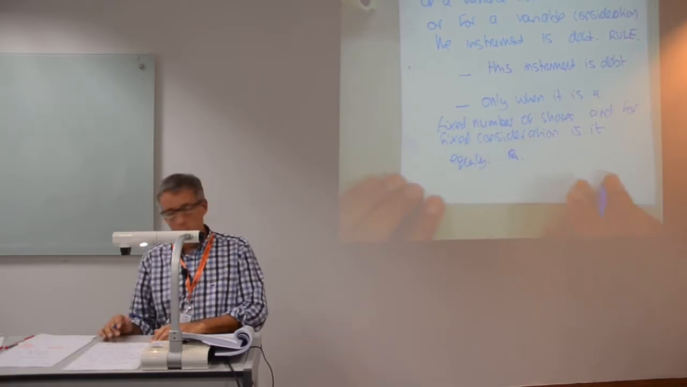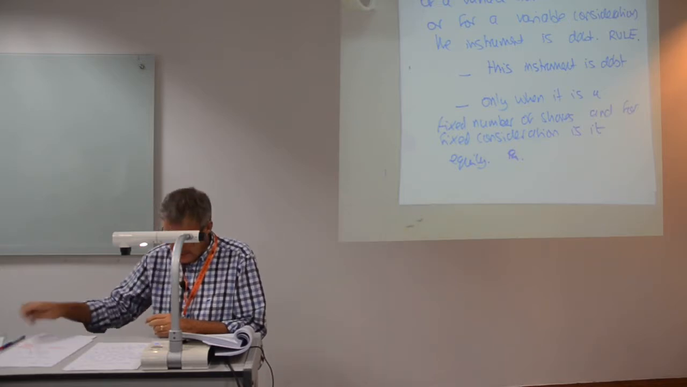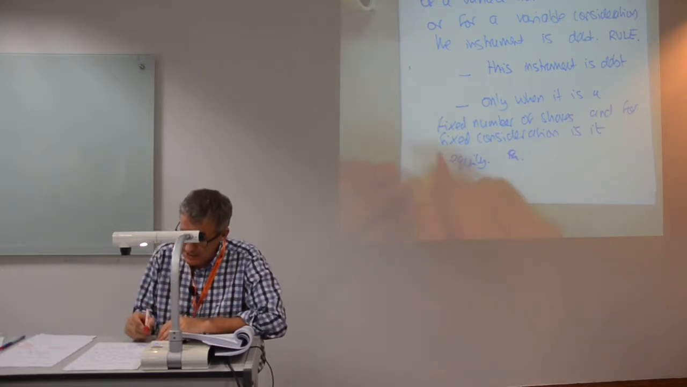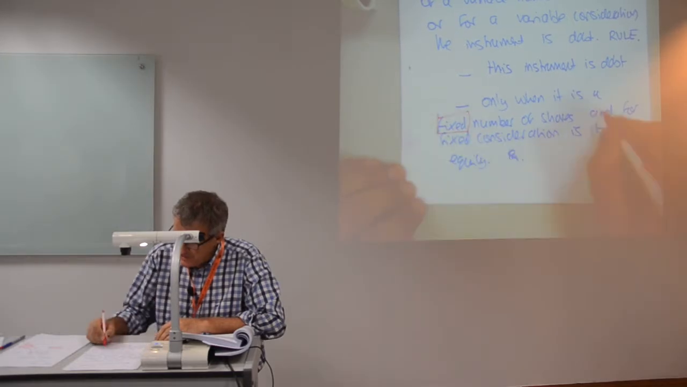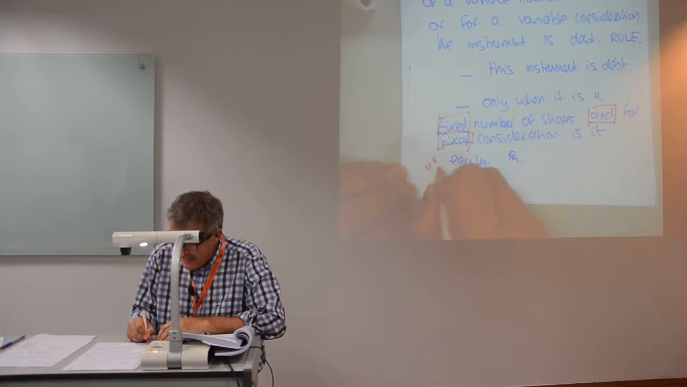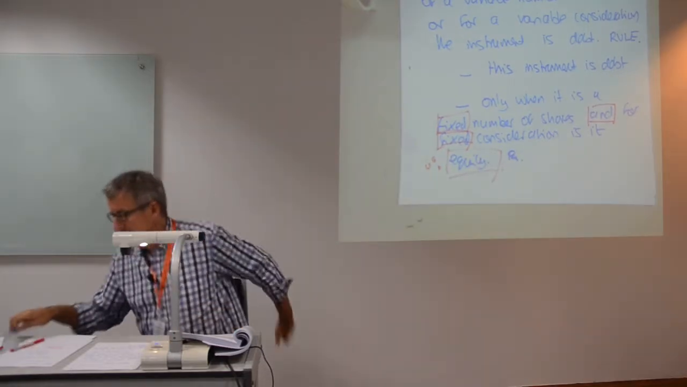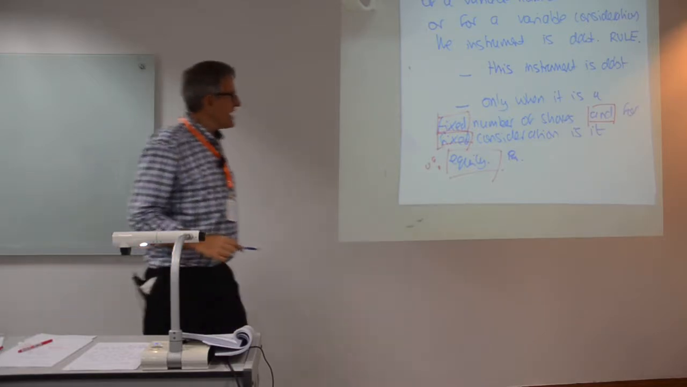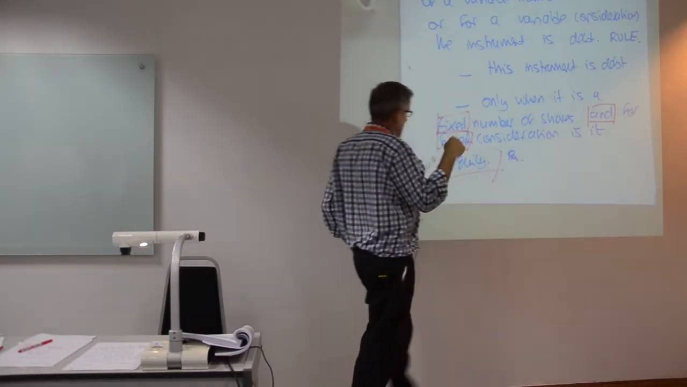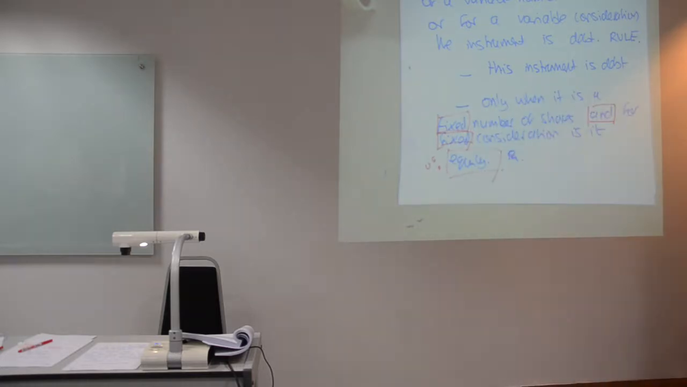Only when it is for a fixed number of shares and for a fixed consideration is it equity. So you have to be fixed and fixed. If you are fixed and fixed, it is equity. So you only have an equity when the contract is to be settled for the issue of our own shares.